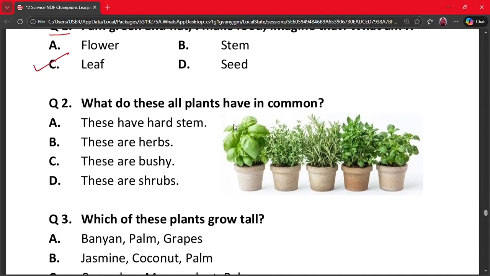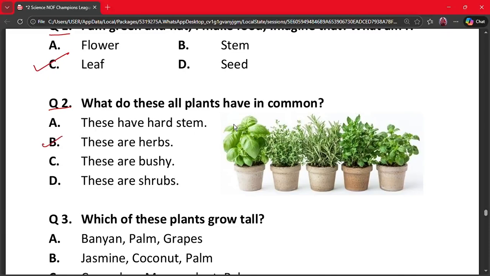Our next question is question number 2. What do these all plants have in common? A. These have hard stem. B. These are herbs. C. These are bushy. And D. These are shrubs. The correct answer is option B.